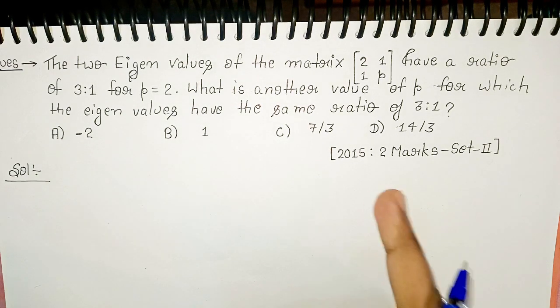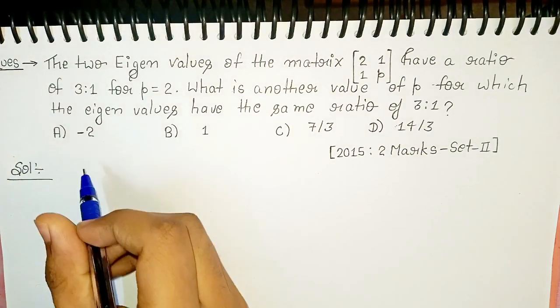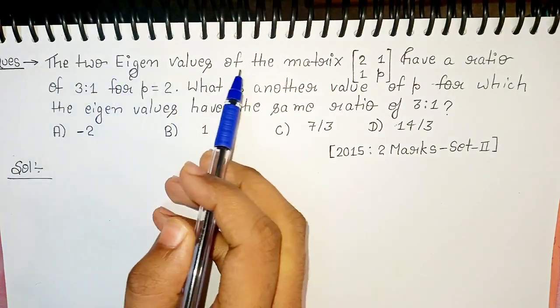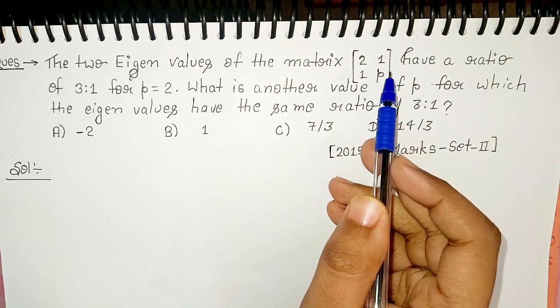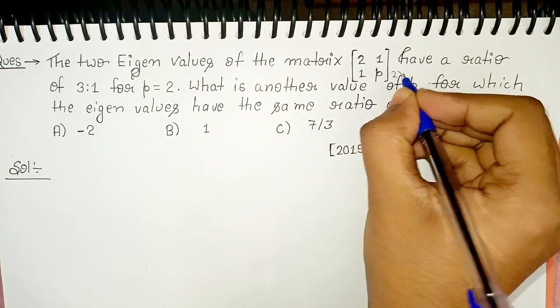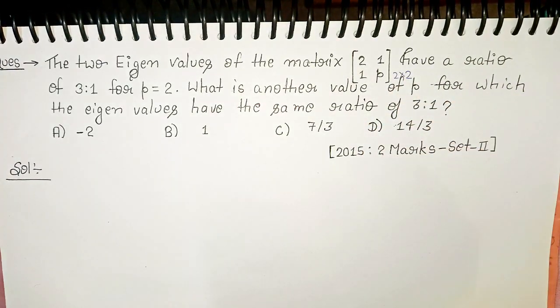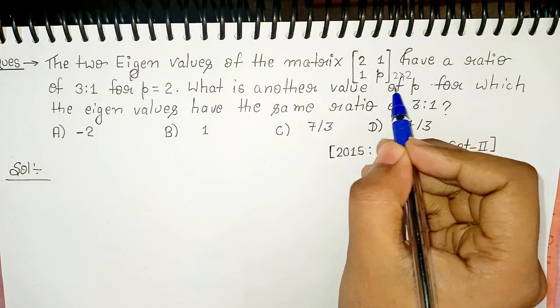So let's discuss this one first. Okay, so the question says that the two eigenvalues of the matrices, this is the matrix A, which is a 2 by 2 matrix, so we can say that it will have two eigenvalues. If both are real, then both real, and if one is complex, then the other has to be complex, conjugate roots like that. So the matrix is 2 1 1 p.